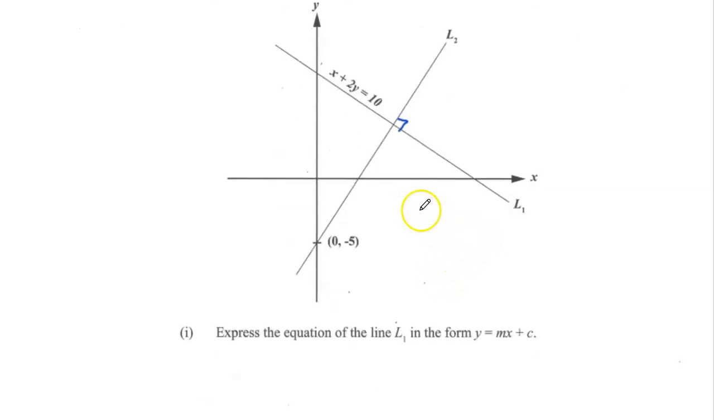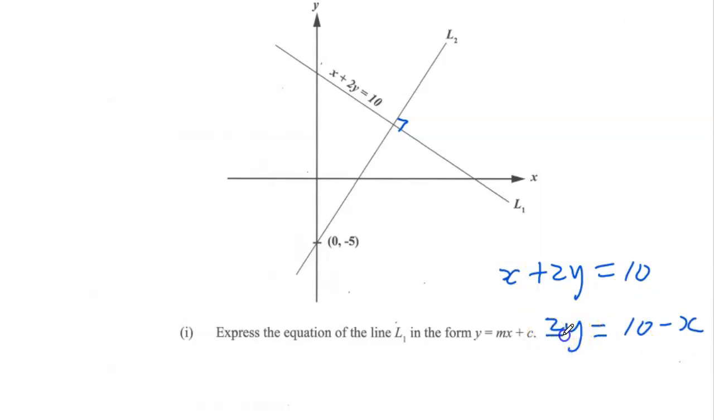So L1 is x plus 2y equal to 10. We're transposing for y, so subtract x from both sides: 2y will be 10 minus x. To make y the subject, we divide each term by 2, so we end up with y equal to 10 divided by 2, that's 5, minus x upon 2. Remember x is 1x, so it's half x. That's another way to express it. So y equal to 5 minus x upon 2.